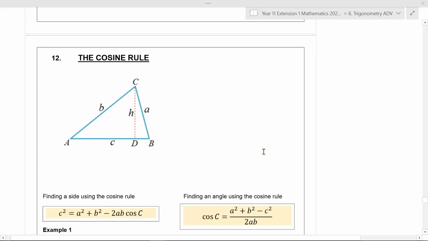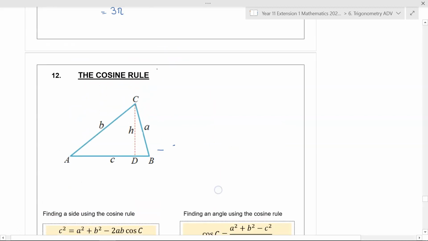Okay, and finally, let's have a look at the cosine rule. So the cosine rule we're going to use when we have three sides, one angle. Of course, one of those we're going to find. Okay, so different to the sine rule. Two sides, two angles for the sine rule, three sides, one angle for the cosine rule. But first, let's have a look at the proof.